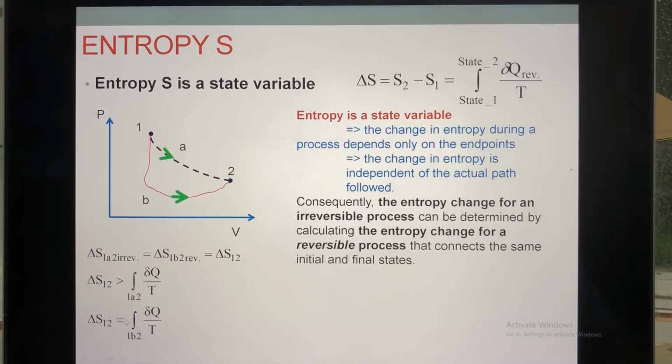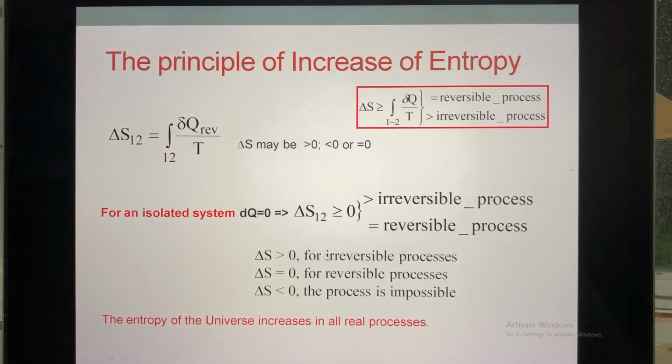Next, what do I have? I have some conclusion for entropy. So you see, entropy just depends on the initial and the final state only. It doesn't depend on the path that the process goes through.